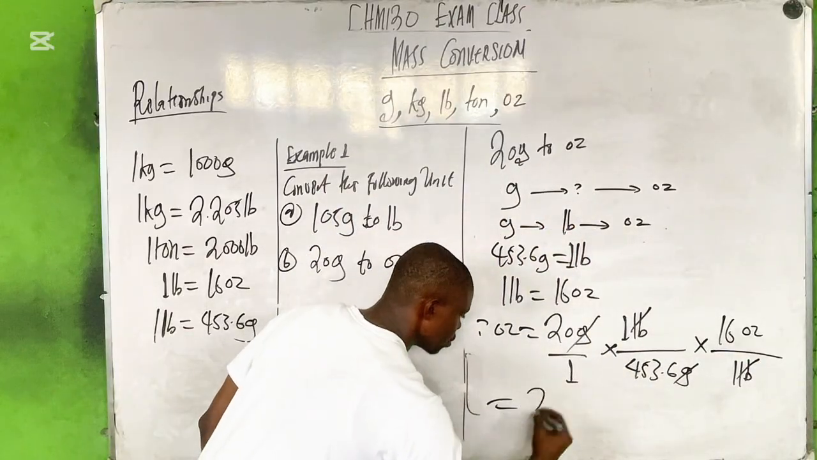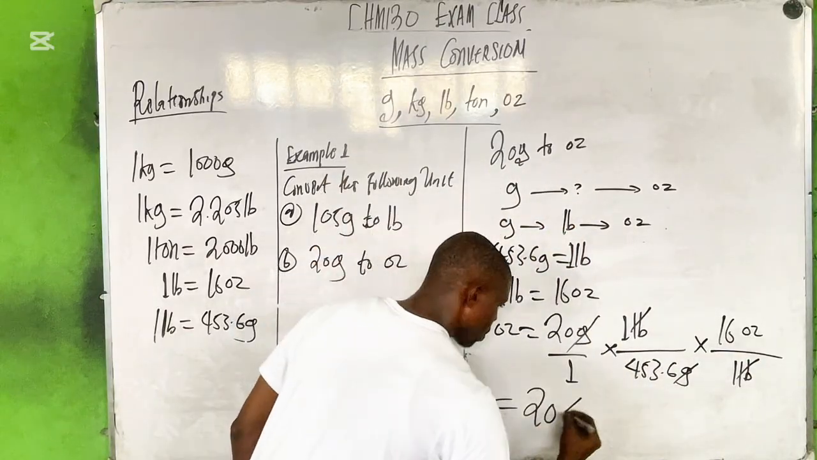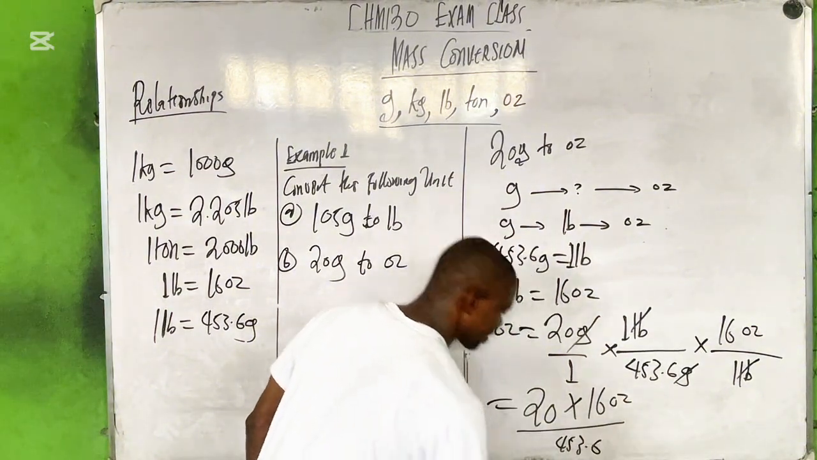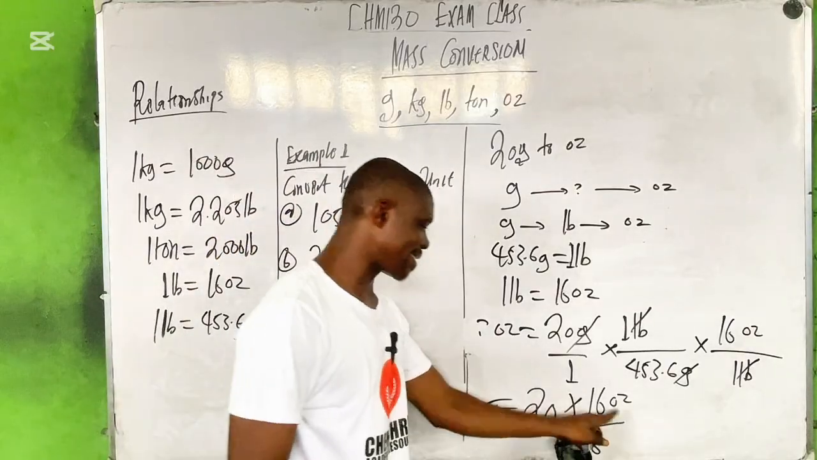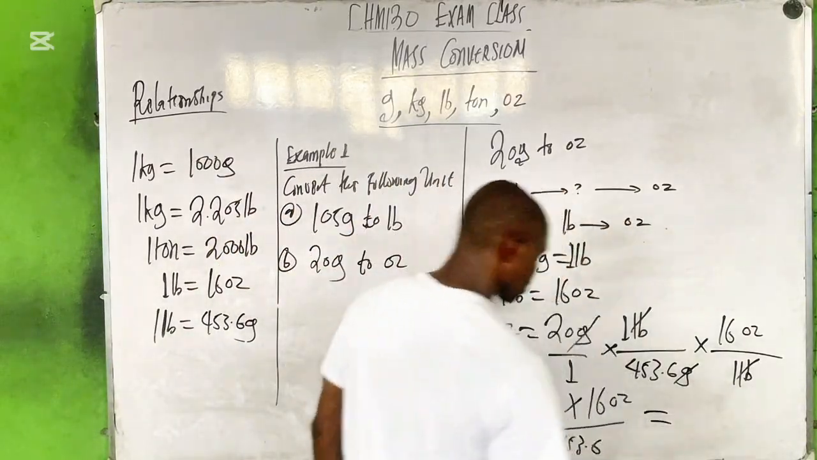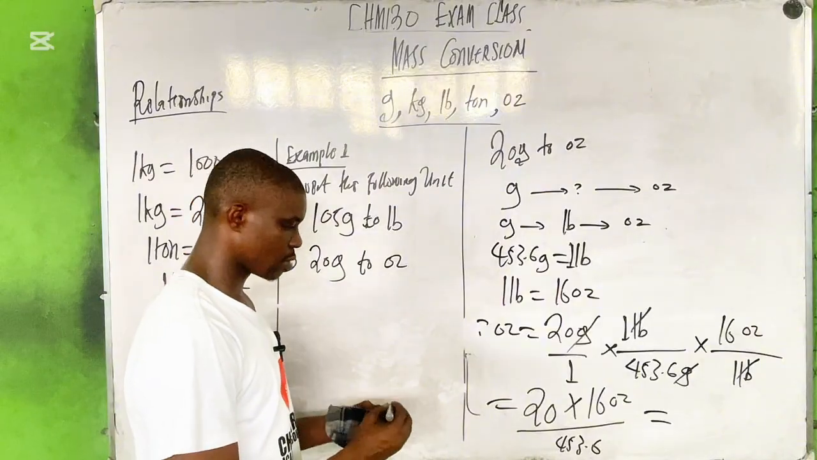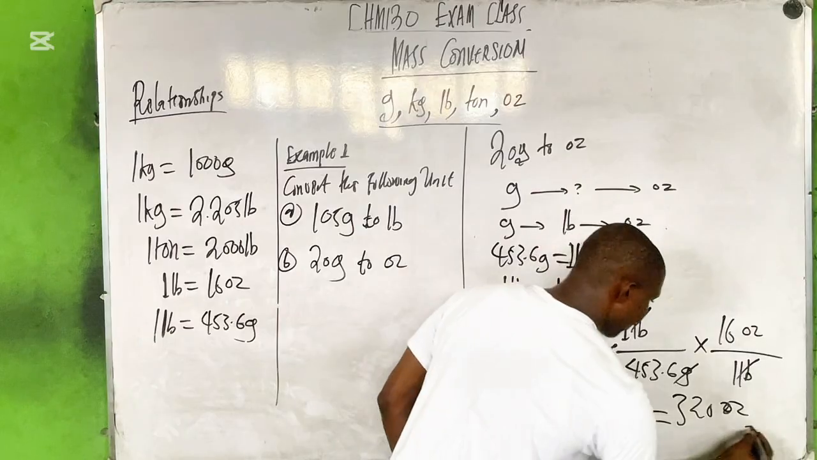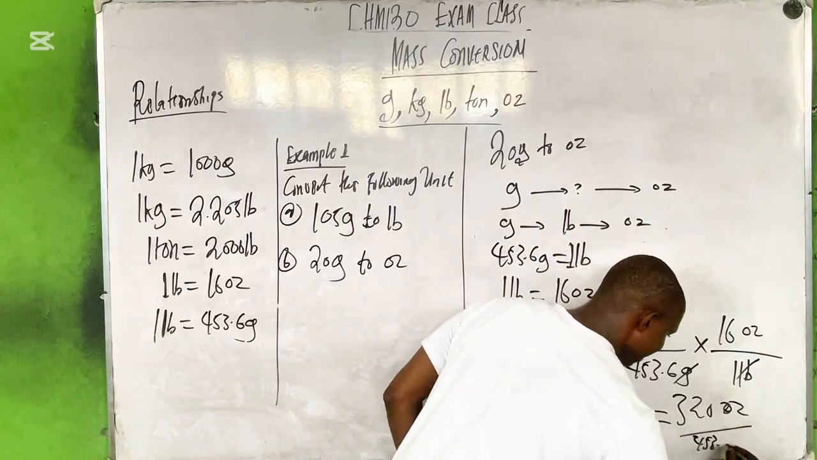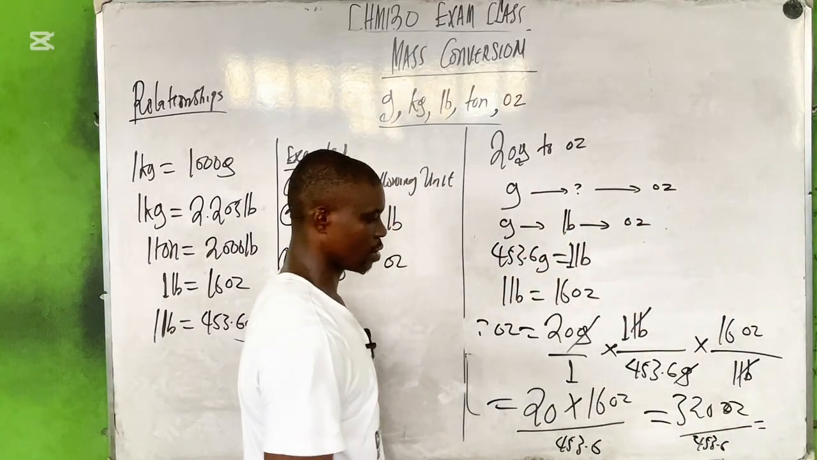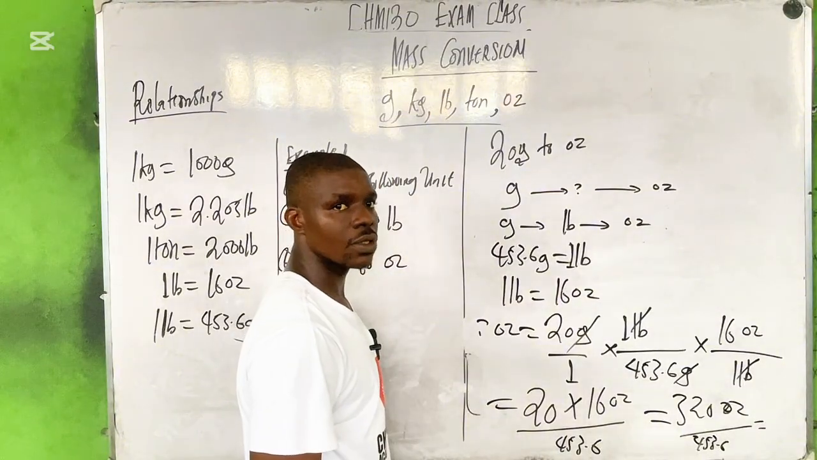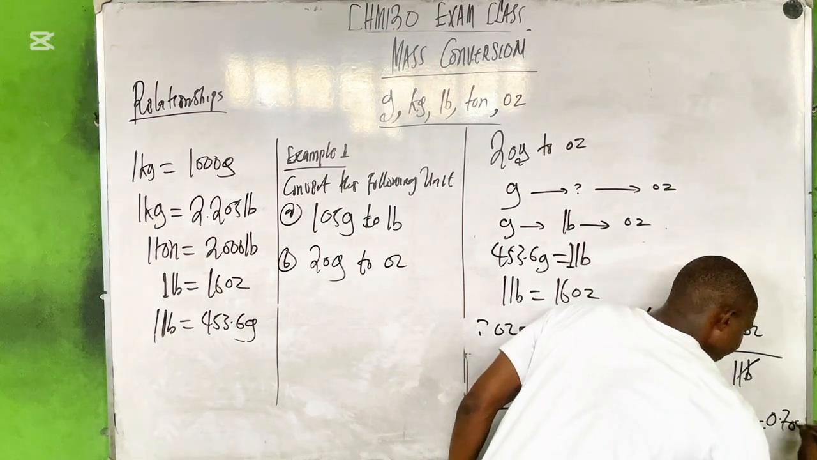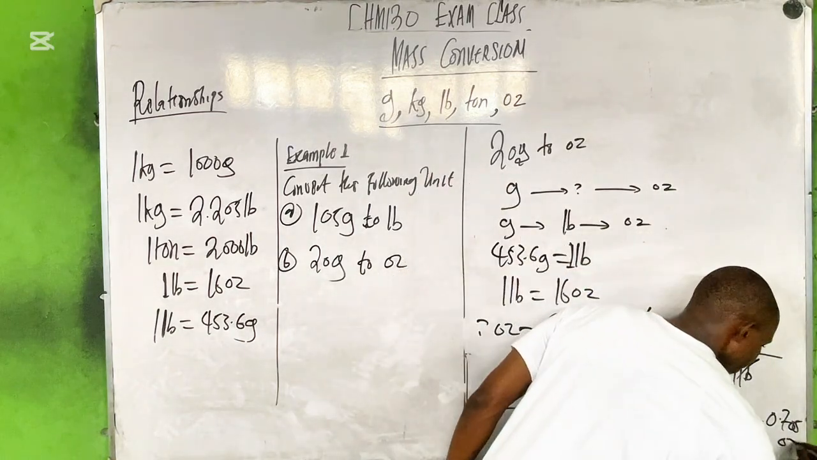So what do you have here? 20 times what? 16 ounces over what? 453.6. Is it clear now? 20 times 16 ounces is what? 320 ounces, right? Over what? 453.6. What is the answer? 0.705, right? Ounces. That is it.